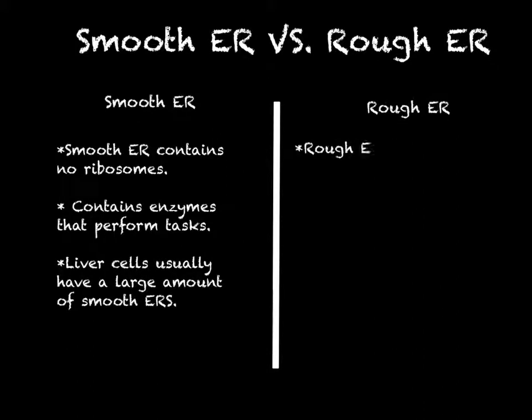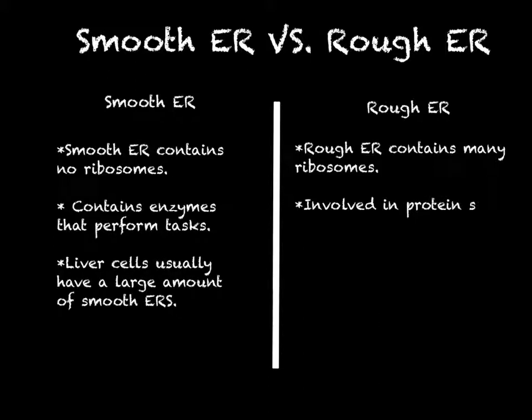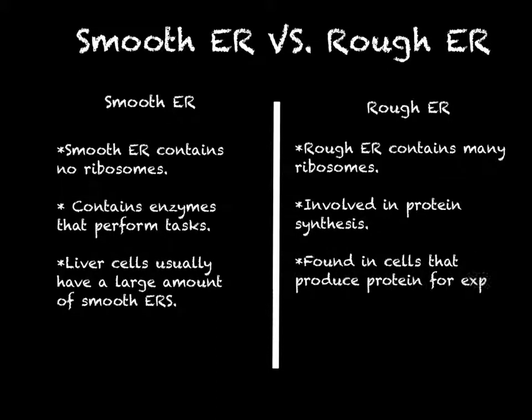Rough ER contains many ribosomes. The rough ER is involved in protein synthesis. It is found in cells that produce protein for export.